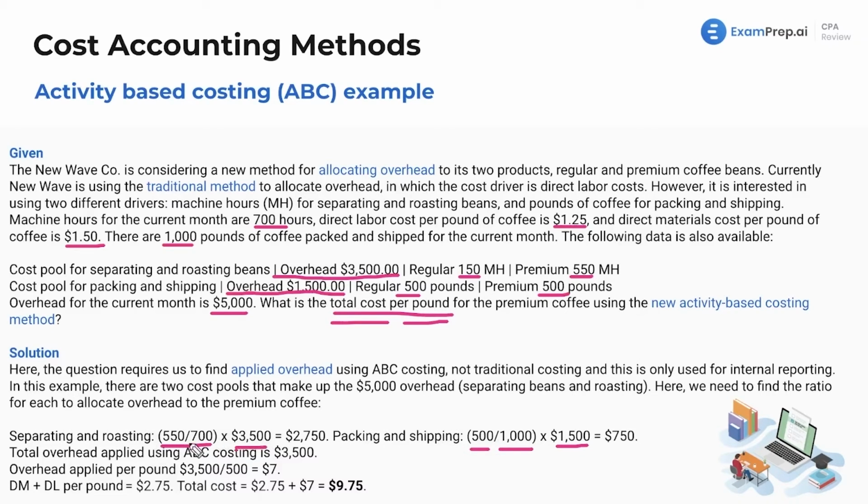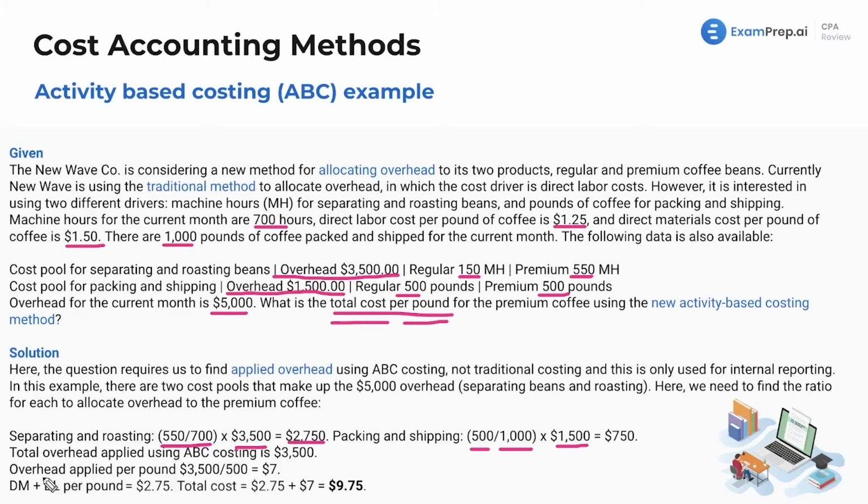So we do that, right? We get our percentages, then we multiply that by the total. We get our overhead. So total overhead applied using our activity-based costing method is 3,500. So that is a result of the proportion of the 3,500 and the proportion of the 1,500, which coincidentally gets us back to 3,500, which is a number we had already. So that is our total overhead that belongs to premium.